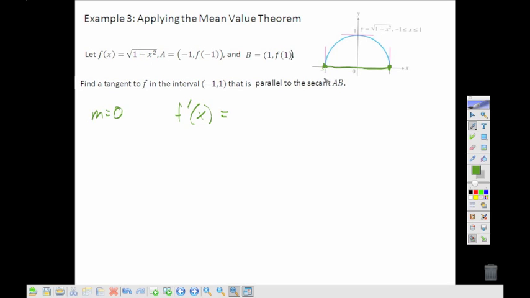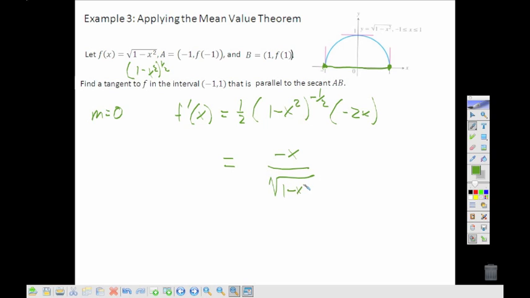Now first of all, notice again, this is continuous. We have a closed interval, and now we're going to see what the derivative is. We could think of this as 1 minus x squared to the 1/2, which is going to be equal to negative x over the square root of 1 minus x squared. And then we're next going to set that equal to our slope. So we know our slope that we want is 0, so we want to know where our derivative is equal to 0. And so that's going to happen when x is equal to 0.